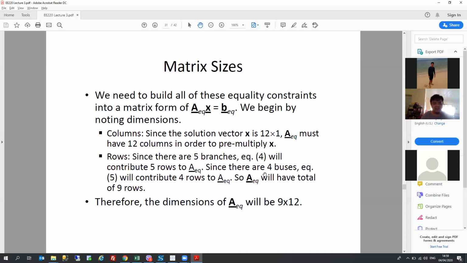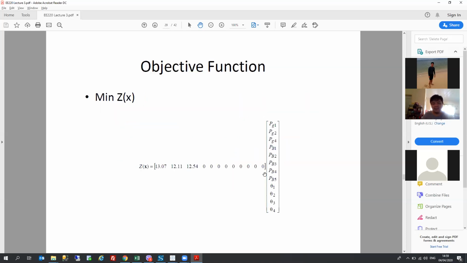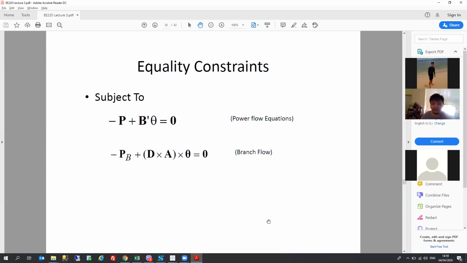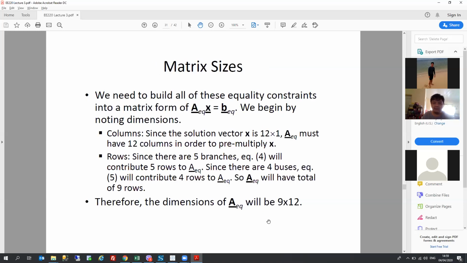We have a solution vector X na 12 by 1. Ito yun. You count this, kasi yung unknown mo to eh, P1, P2, and P4, yung generator na tatlo. Then you have branches na 5. That's a total of 3 plus 5, 8 na, plus angles na 4. So you have 12 unknowns. Ma-figure out natin 12 unknowns.